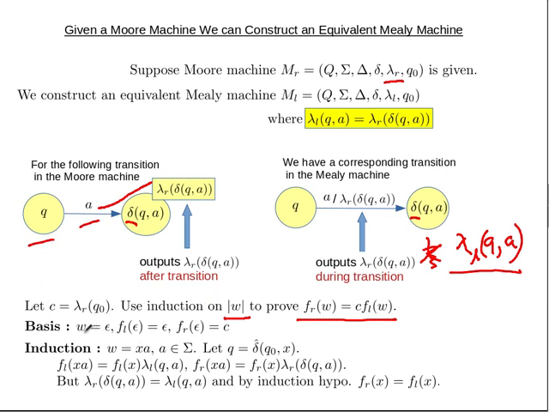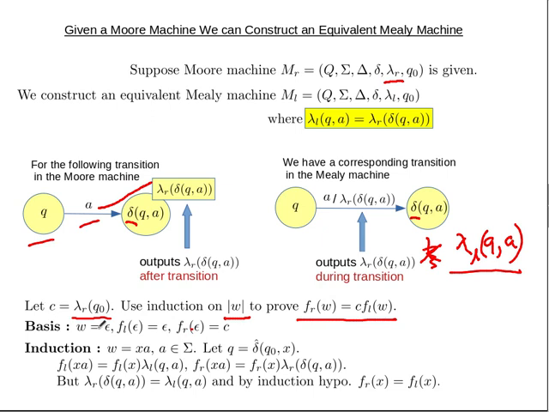So the basis is where the length is 0, so W is epsilon. In the Mealy machine you haven't started any transition yet, so you haven't emitted any output symbol, so your output string is just epsilon. For the Moore machine, even without looking at the input, whenever you start the machine you just emit lambda R of Q0. So this C is lambda R of Q0. So you emit this, and the condition is satisfied.